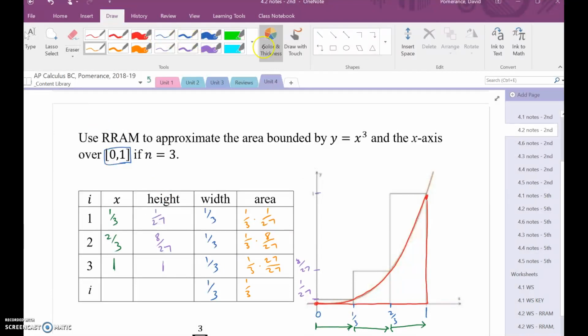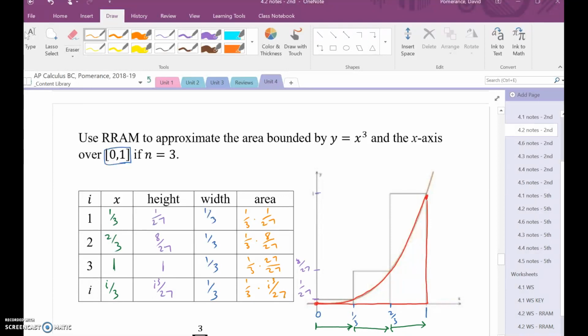Let's back up and figure out the ith rectangle. Whether i equals 1 or 2 or 3, the x value is i/3. And to find the height, using that x value, we cube it, and we get i³/27. So our generic area is 1/3 times i³/27.